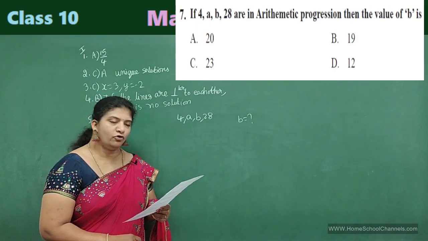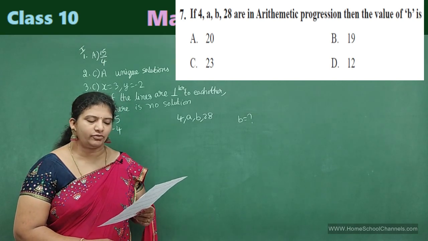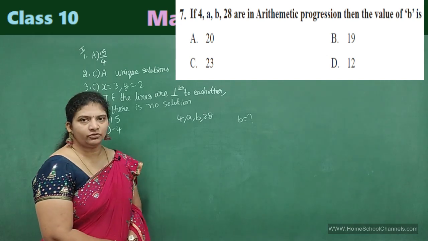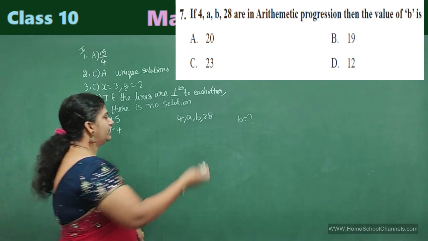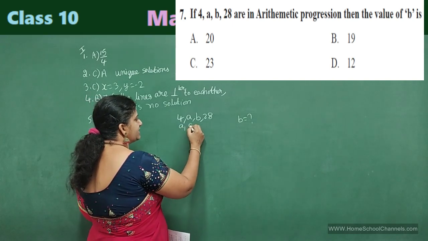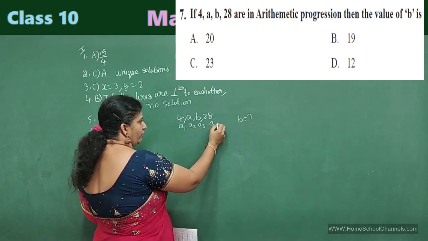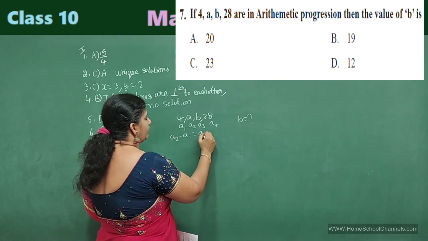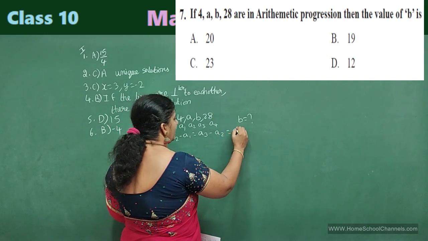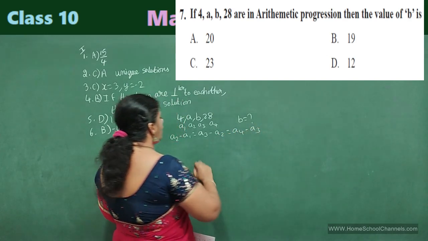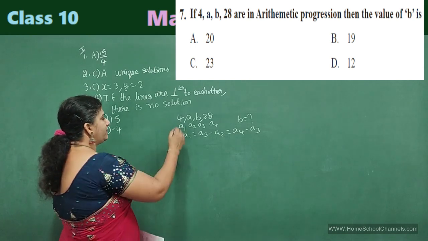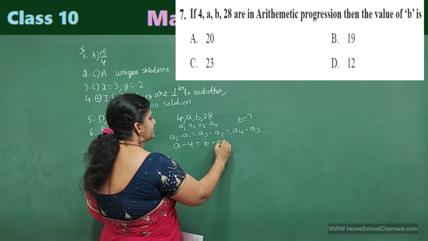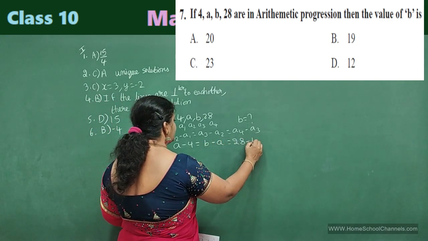Seventh one, if 4, a, b, 28 are in arithmetic progression, then find the value of b. See here, if they are in arithmetic progression, the common difference will be the same. That means, first let's number the terms a1, a2, a3, a4. Okay, the common difference: a2 minus a1 is equal to a3 minus a2 is equal to a4 minus a3. All common differences will be equal. So a minus 4 is equal to b minus a is equal to 28 minus b.